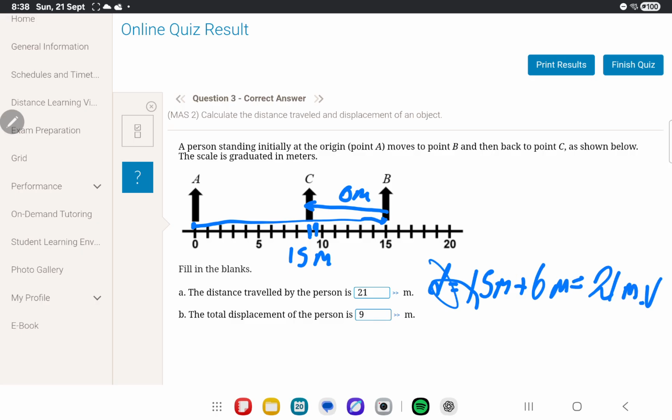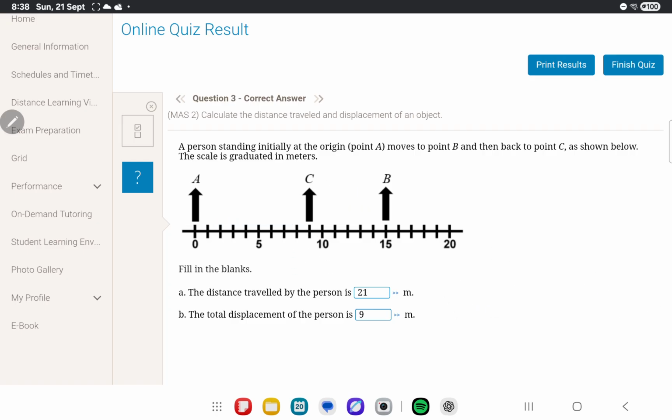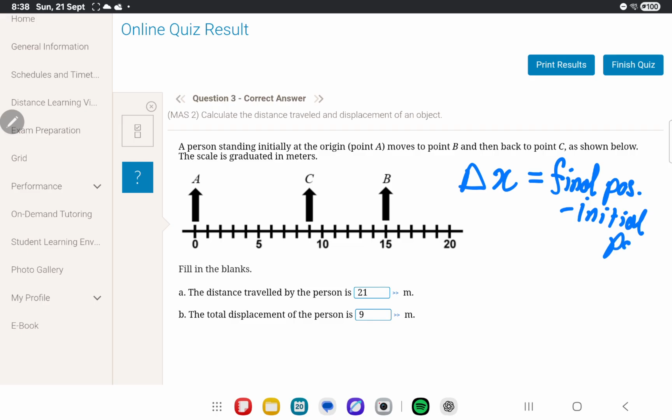That's my correct answer. For the displacement, which is denoted by delta x, the displacement is just the final position minus the initial position. Here we started off at 0, so this is our initial position, and our final position is at C, which is 9 meters.